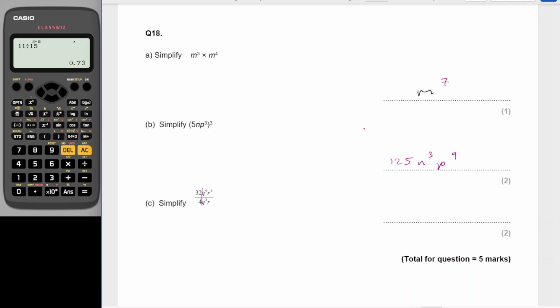And this bit, we're going to split it into 3 parts. 32 divided by 2 is going to be 8. p to the 9 divided by p to the 3 would be p to the 6. q to the 9 divided by q to the 3 would be q to the 6. And then r to the power 3.